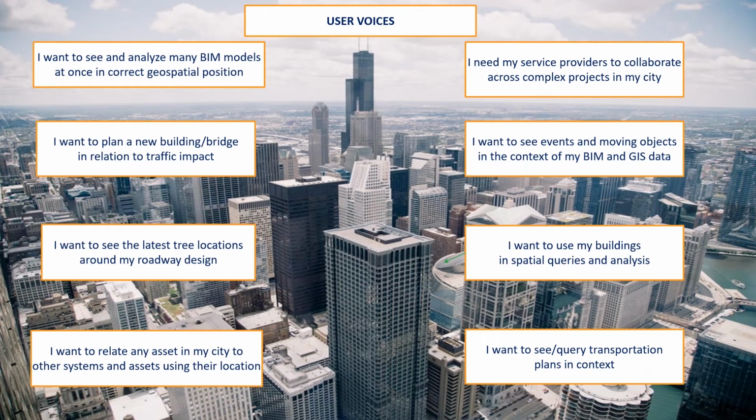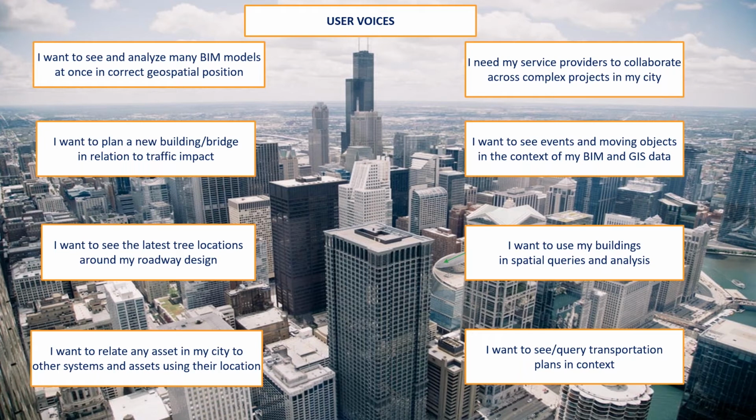So, users would want to analyze a number of BIM models at the same time and have them placed within their correct geospatial position once they start using them in ArcGIS Pro or in another geographic software application. They also would want to look at structures. They may be built structures, such as buildings or bridges, or natural objects, such as trees, in relation to other surrounding aspects, such as real time traffic information or your roadway designs.